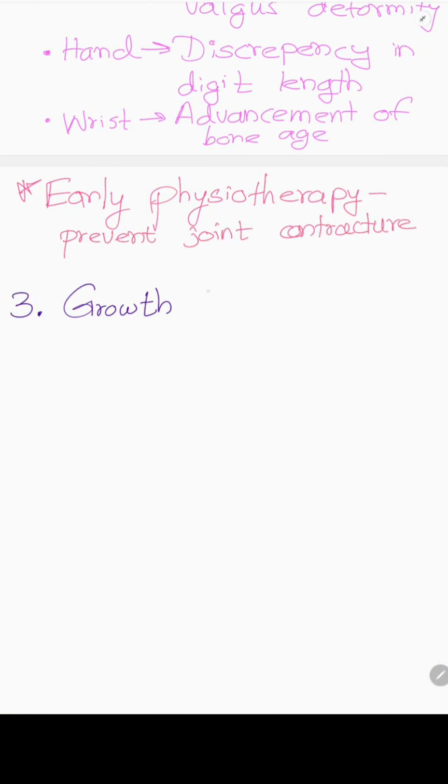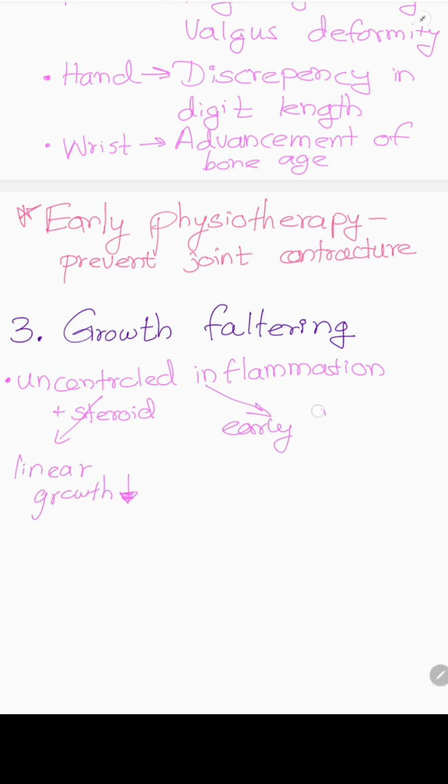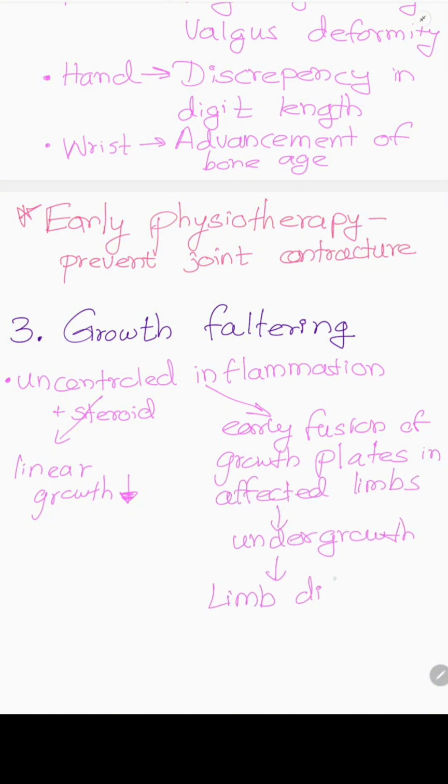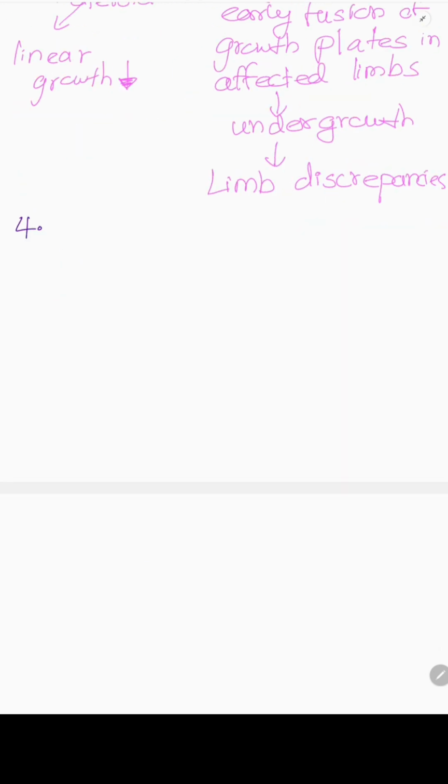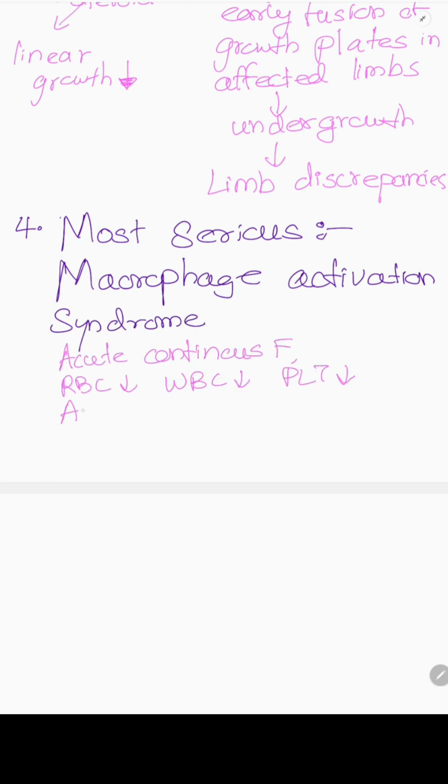Next complication is growth faltering. This may occur due to uncontrolled inflammation, which causes early fusion of growth plates in affected limbs, which may result in undergrowth of the limb and cause limb length discrepancies. Chronic inflammation and steroids can cause generalized reduction in linear growth. The most serious complication of systemic onset juvenile idiopathic arthritis, which is a life-threatening condition, is macrophage activation syndrome.